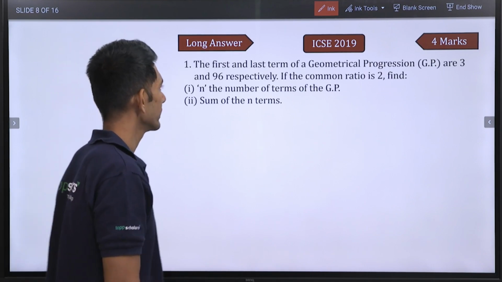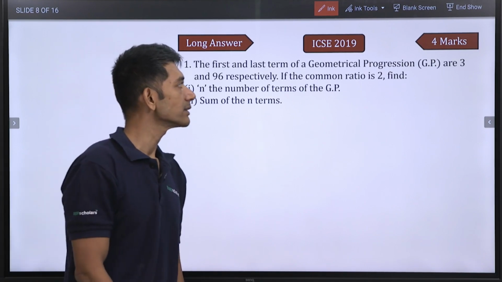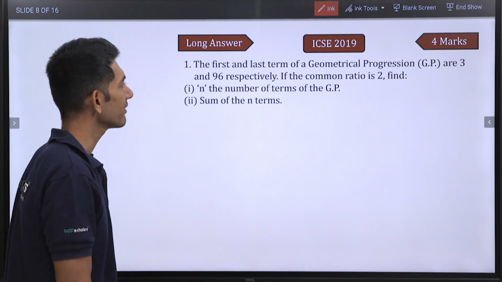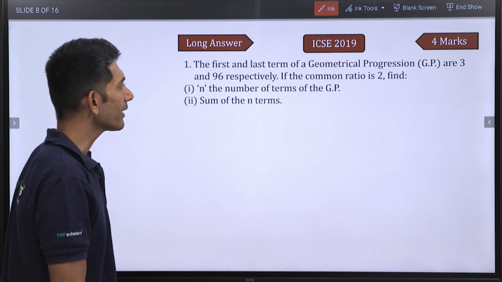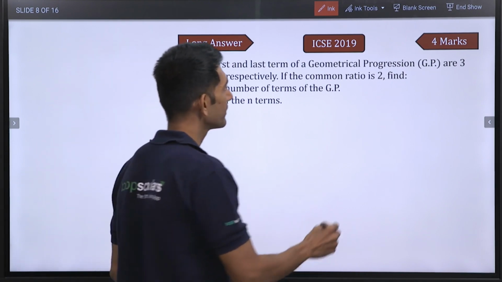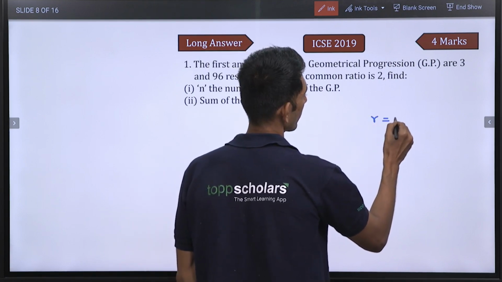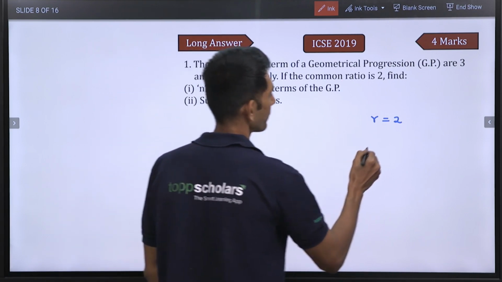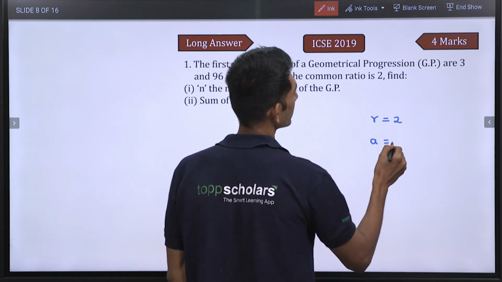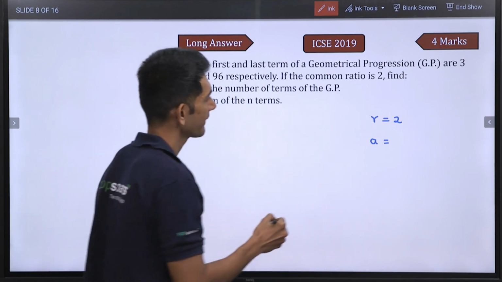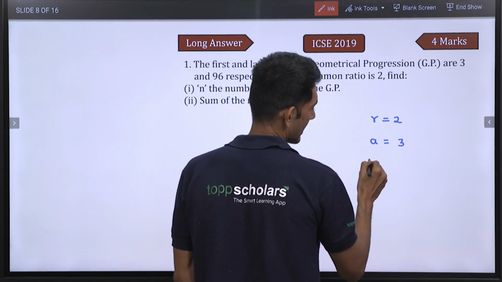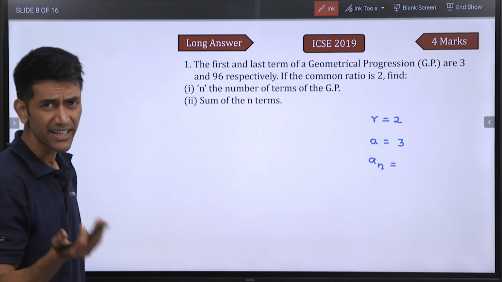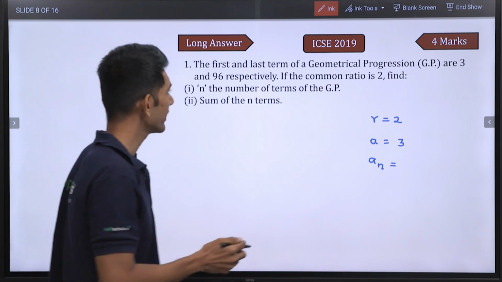Let's have a look at a new question. It says the first and the last term of the geometric progression, that is GP, are 3 and 96 respectively. If the common ratio is 2, so R is given, R is 2. The first term A is given, the first term is 3, and the last term, which is also called an, the last term we can consider as the nth term, is 96.